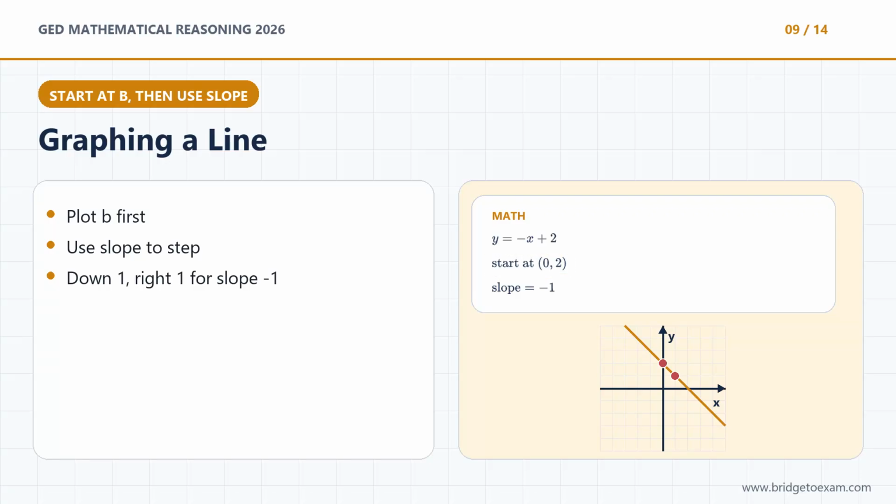To graph y = mx + b, start at the y-intercept, then use the slope to step to the next point. For y = -1x + 2, begin at (0, 2). The slope is negative 1, so go down 1 and right 1 to reach (1, 1). Connect the points and you have your line.